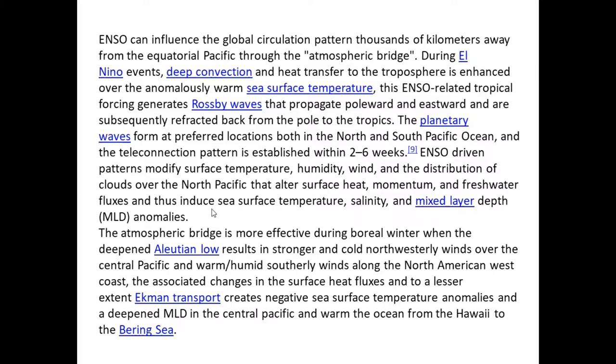So along the west coast, the associated changes in sea surface heat fluxes, and to a lesser extent, Ekman transport, create negative sea surface temperature anomalies and a deepened mixed layer depth in the central Pacific and warm the ocean from Hawaii to the Bering Sea.